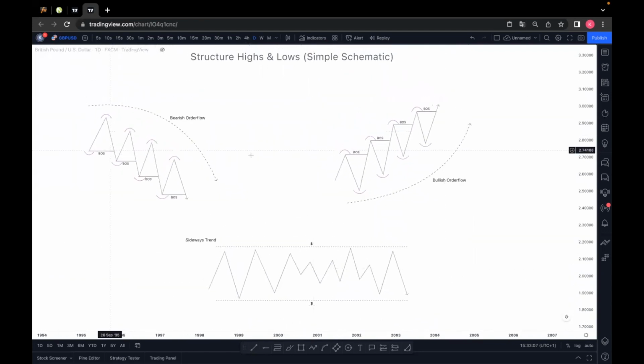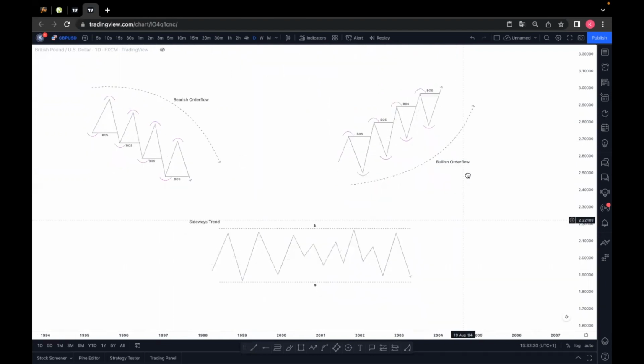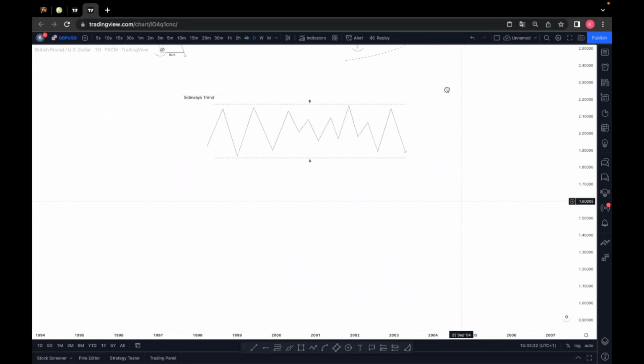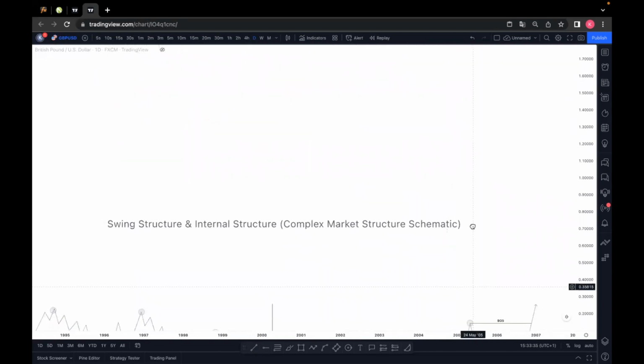So another topic now, just before I get into it, right? This is just the simple schematic of pretty much how price works, right? But actually, that's not the reality of it. We can just say, okay, this is the theory behind what market structure is, I mean, the bullish and the bearish and sideways. But when we actually get into the charts, we see that that's not the reality of how price moves, right? It's a little bit more complex. So that's when we will talk about complex market structure.